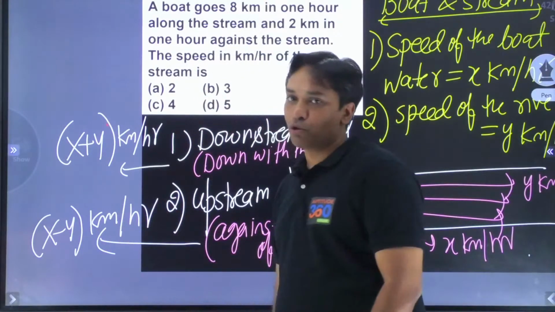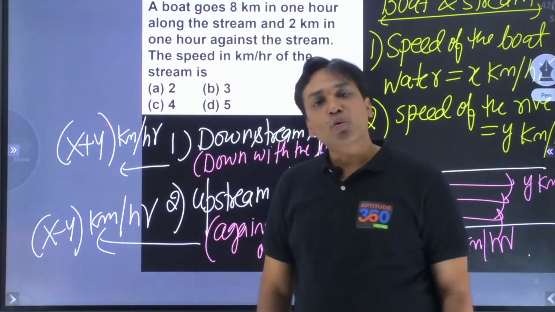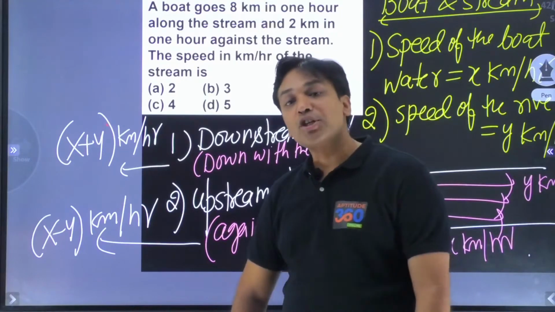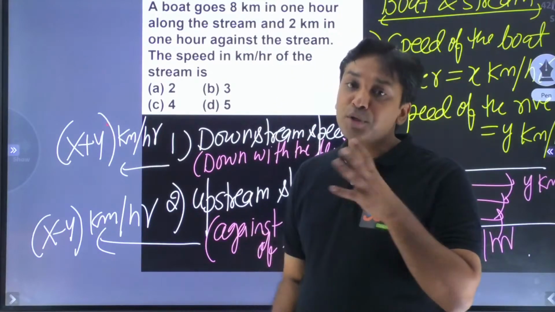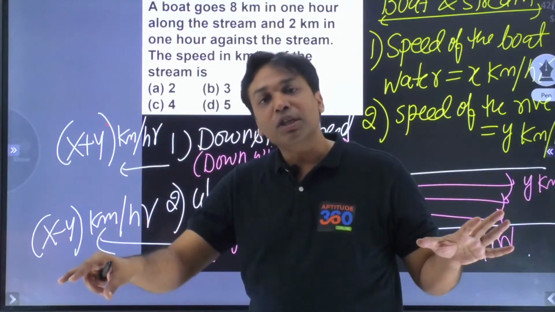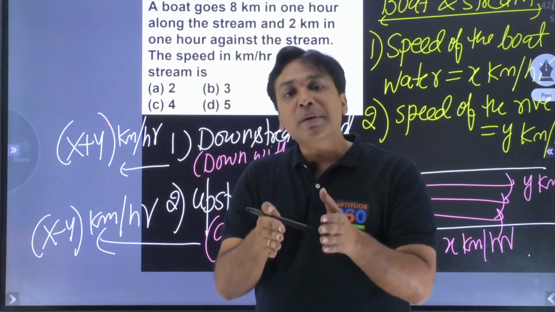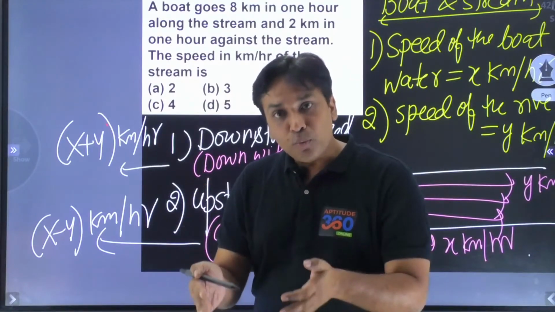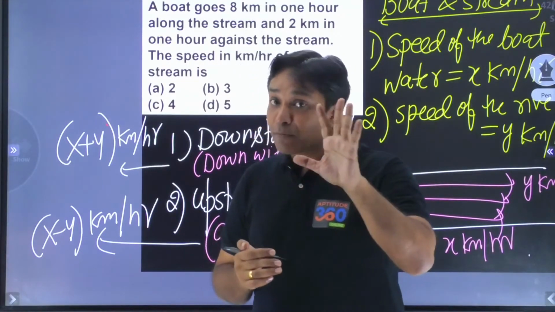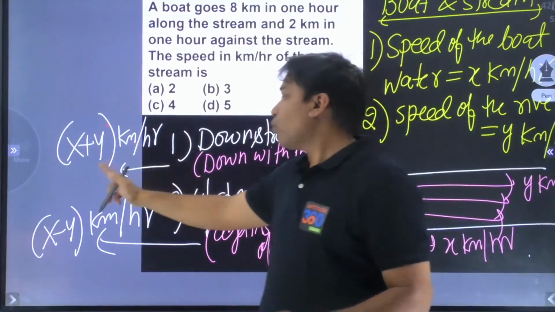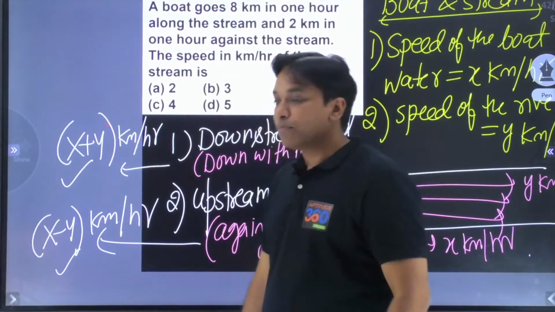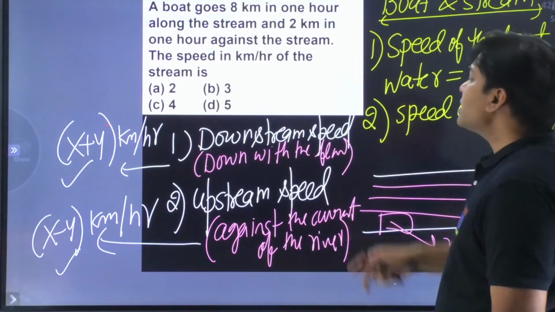That is what you should know. You should know what is x. You should know what is y. And at the same time, you should also understand the definition of upstream speed and downstream speed. Upstream is against the current of the river. Downstream is with the flow of the river. Downstream speed is x plus y, and the upstream speed is x negative y. That is it. Now, how do we simplify this problem out here?